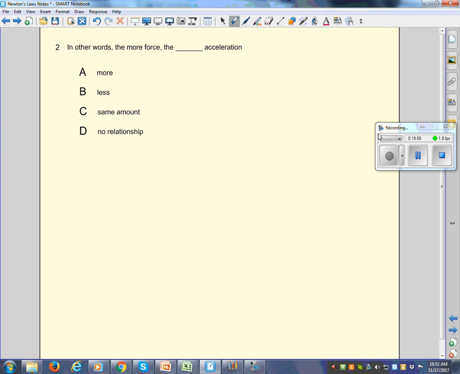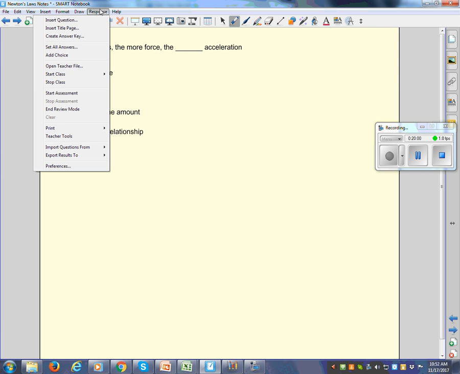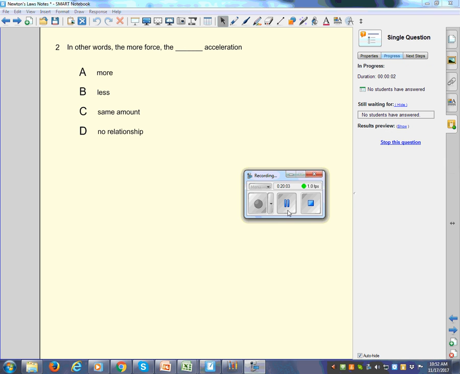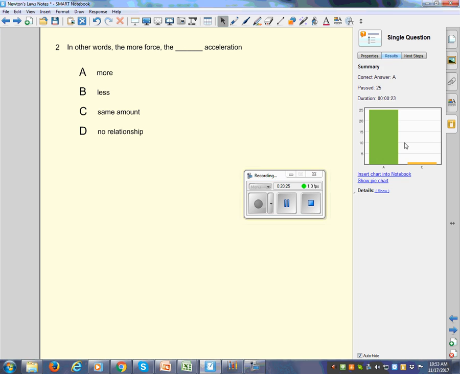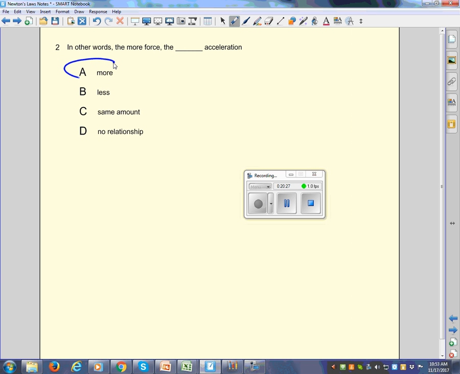Oh, here it is, in questions. I think I gave you the answer already. Hopefully you were listening. The more force, the more acceleration, the less acceleration, the same amount of acceleration, or there is no relationship. I'm hoping everyone got it right. Yes, more acceleration. Big force, big acceleration. That's what we're getting at here.